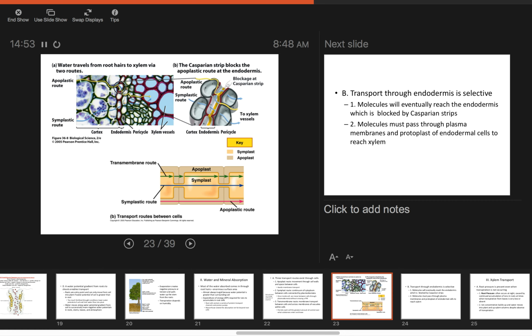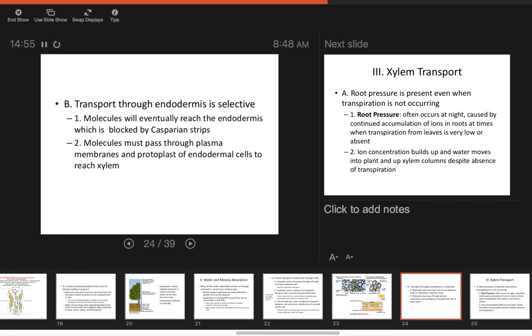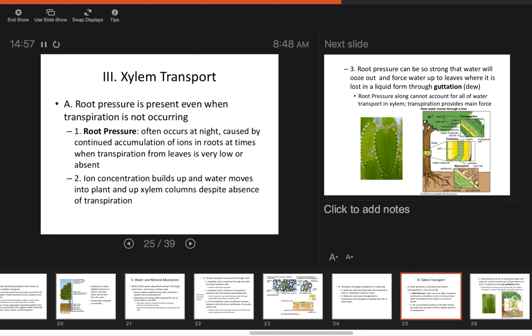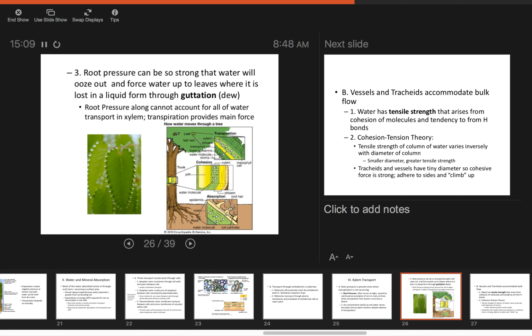So it's just kind of a selective barrier. All right, so xylem pressure, like I said, root pressure is really important. We have to use a lot of energy to build up ion concentration so water moves into it, despite transpiration still taking place. But the root pressure at times can be so strong that water will literally ooze out of the leaves. We call this guttation or dew.